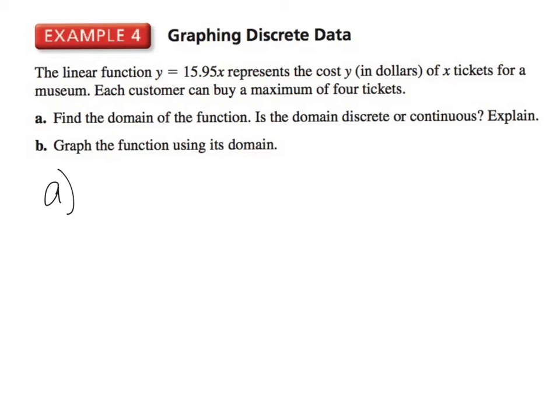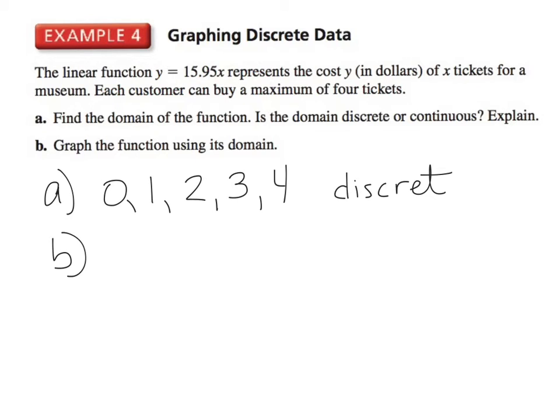Well, since you can't buy part of a ticket, only a certain number of tickets, you only can buy a whole number of tickets. So you could buy 0 tickets, 1 ticket, 2 tickets, 3 tickets, and 4 tickets, because the 4th ticket is the highest we can buy. So this would be discrete, and you would explain that because we just explained it. It has to be discrete because you only can buy a whole number of tickets.